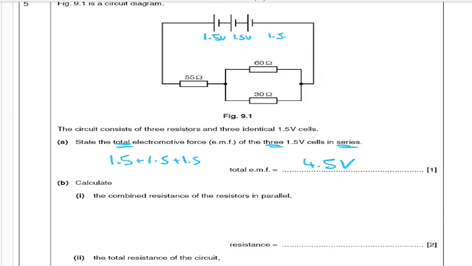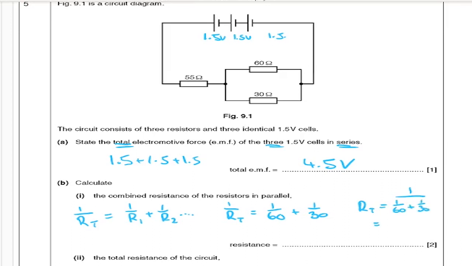I'm then asked to calculate the combined resistance of the two resistors in parallel. To do that, I'm going to need the formula: 1 over the total resistance is 1 over the resistance of the first, plus 1 over the resistance of the second, and so on for however many resistors I have. In this case, I've only got 2, so I can say 1 over the total resistance is 1 over 60 plus 1 over 30. So let me grab a calculator, and I'm going to say that RT is 1 divided by (1 over 60 plus 1 over 30), which comes to 20 ohms.